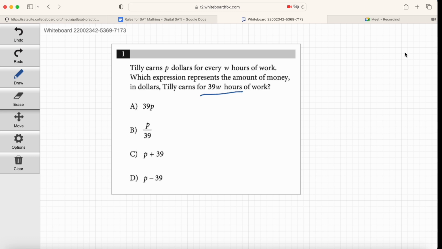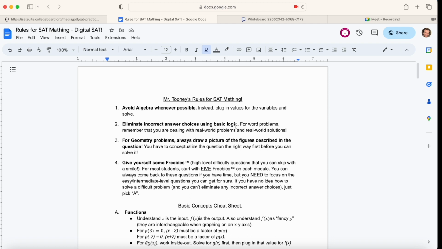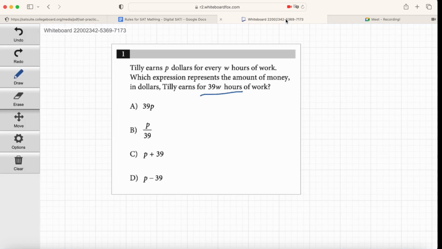Here's what I want to do, Tanner, because this is really tough to develop this expression. I want to plug in some values. We're going to follow that first rule for SAT math. If we go back to that real quick, remember my first rule is to avoid algebra whenever possible. Plug in values for the variables. And I think that's the case here as well. I want to plug in values in place of these variables, and I think the question is going to be a lot easier if we do that.